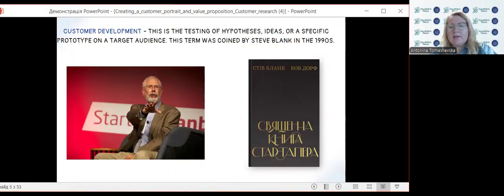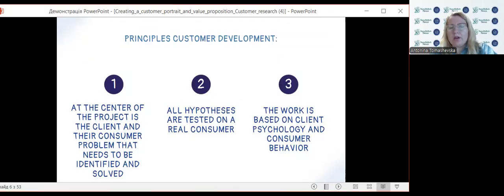Steve Blank is an American entrepreneur from Silicon Valley, founder of successful startups, the godfather of Silicon Valley, author of popular books on startups, blogger, and lecturer at a number of leading American universities. It is important to understand when launching a product or service.